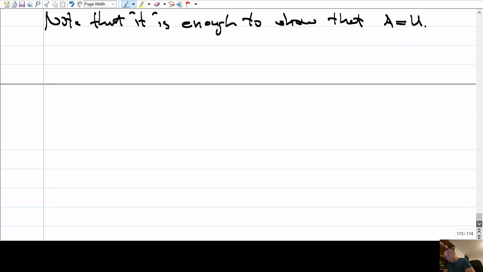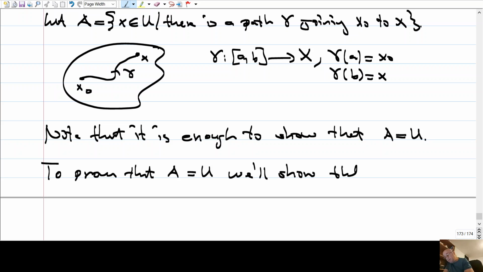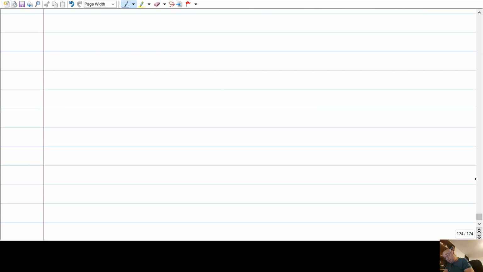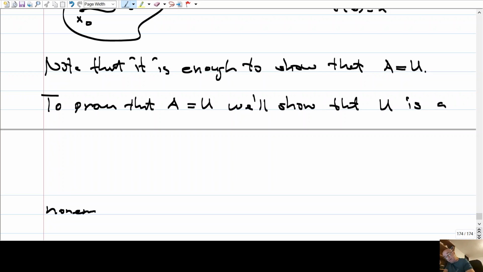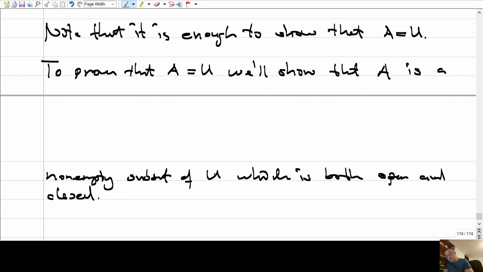Let's do that. How will I show that A is equal to U? Well, to prove that A equals U, we will show that A is a non-empty subset of U which is both open and closed. Since U is connected, U is already connected.